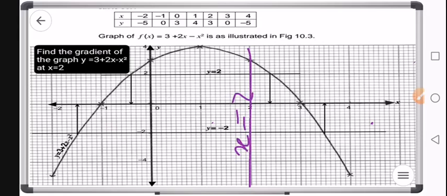Then after drawing this one, this is another method. You are going to mark the intersection of this line, which is x equal to 2, and your curve, which is this one. The point of intersection is this one. That's where this line and the graph intersect. Then after that, you are going to draw a tangent.